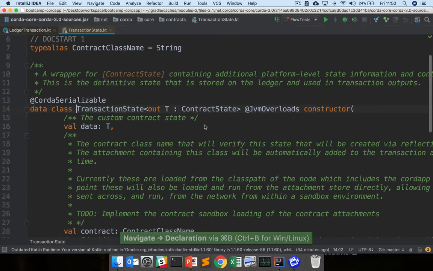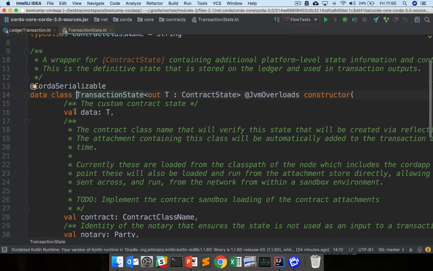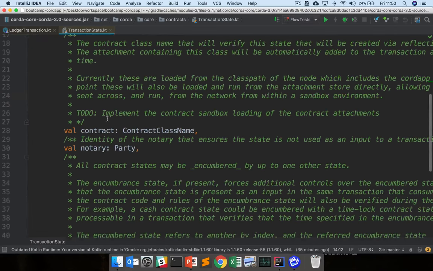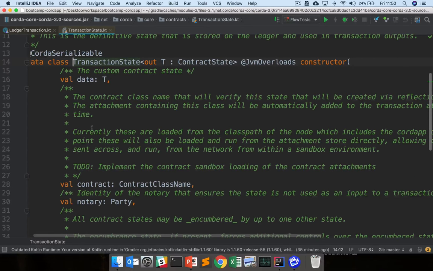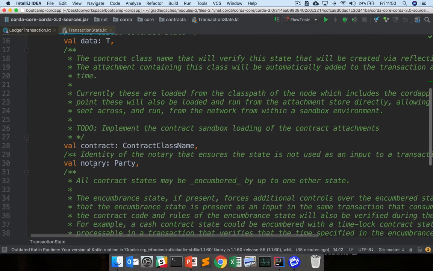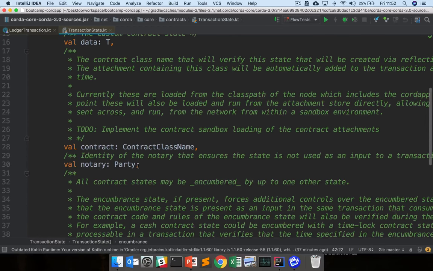So the outputs are a list of transaction state, and a transaction state is basically a wrapper around a state that pairs the state itself, the data as it's called here. So you can see it's of type T, and type T is a class implementing contract state. It pairs the state itself with a contract and a notary.